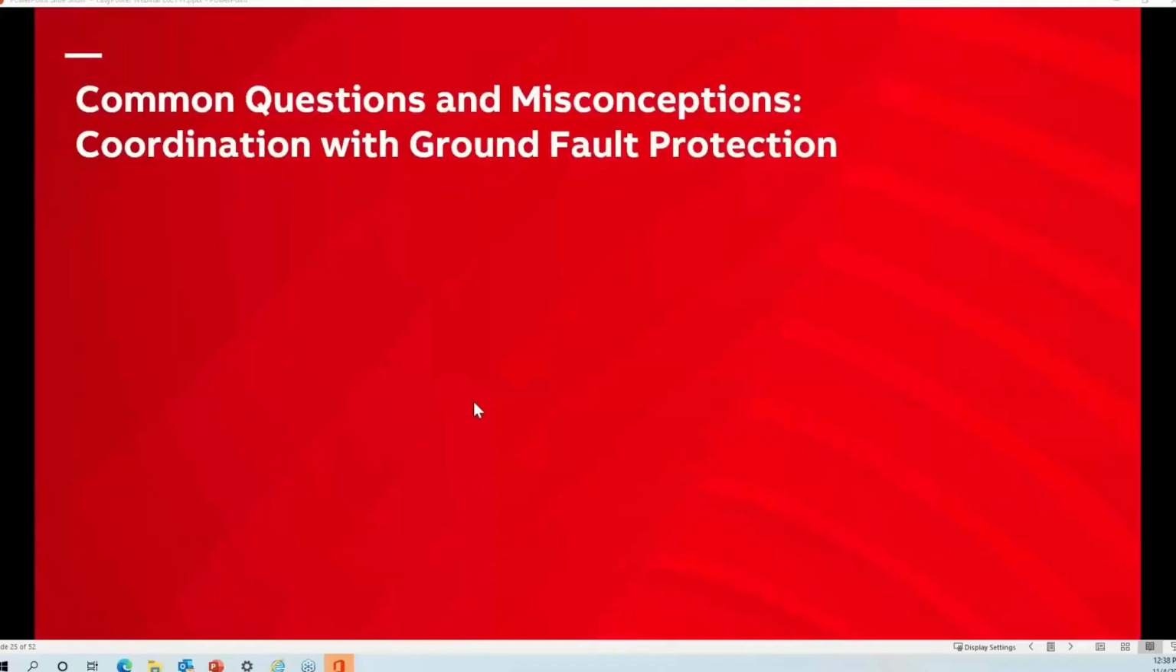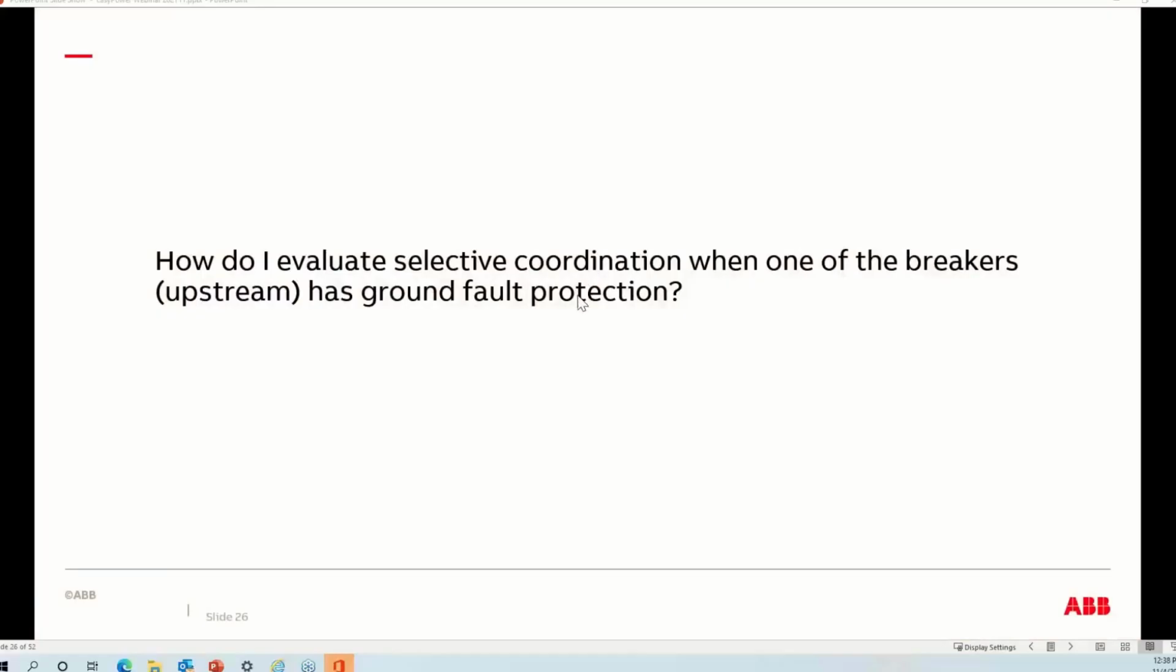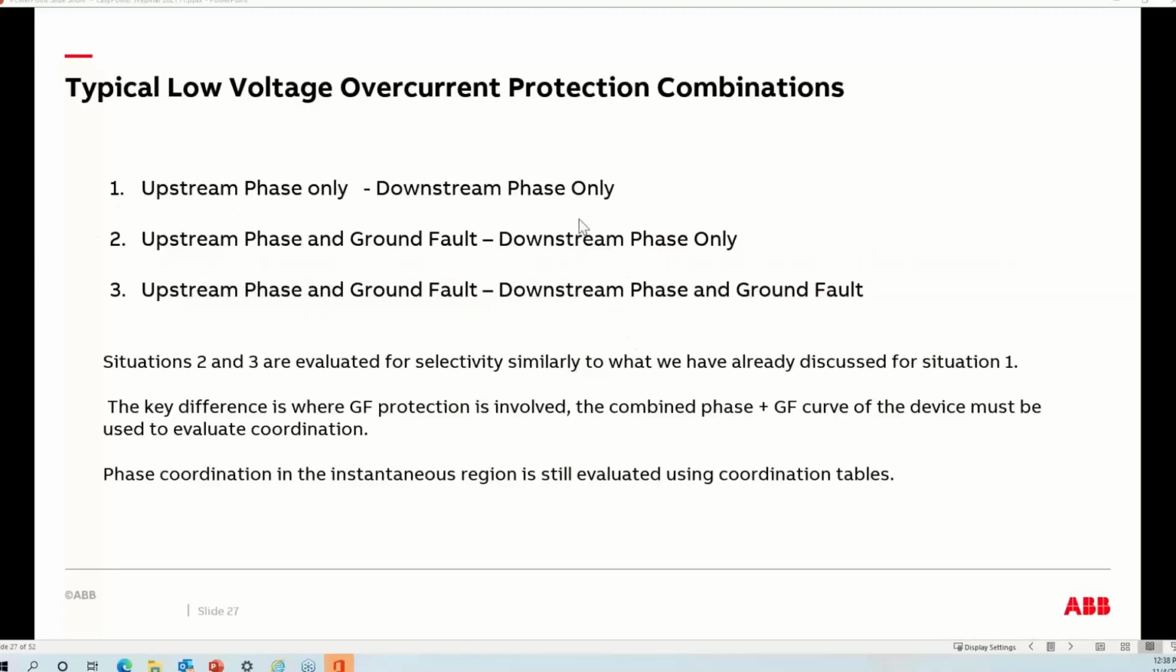Okay, so second to last, I would like to talk a little bit about ground fault. Again, another common question. So how do I evaluate selective coordination when one of the breakers, and typically say the upstream, but it could be two levels of coordination, has ground fault protection? So to this point, we've really focused on upstream phase to downstream phase, but obviously there are other combinations that could involve ground fault, as shown as situations 2 and 3, but they're going to be evaluated similarly. The major difference is you now have to consider the combined curve of the ground fault curve along with the phase curve in evaluating coordination with the downstream breaker.